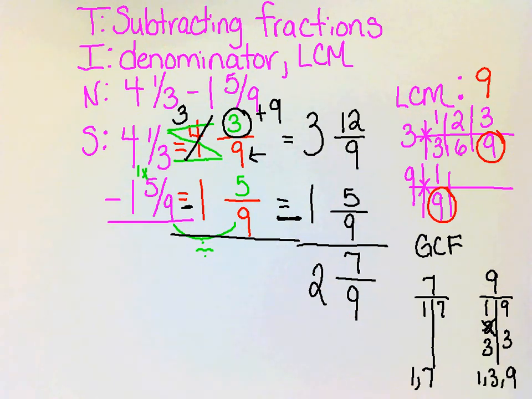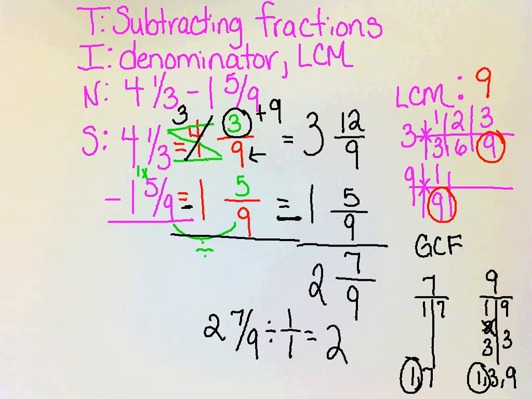Do not repeat the numbers. And I compare the only numbers that I see alike is 1. This is my greatest 1. So therefore, I know that 2 and 7 ninths, when I divide it by 1 over 1, it will always be simplified because I will get the exact same answer. So my final answer is 2 and 7 ninths.